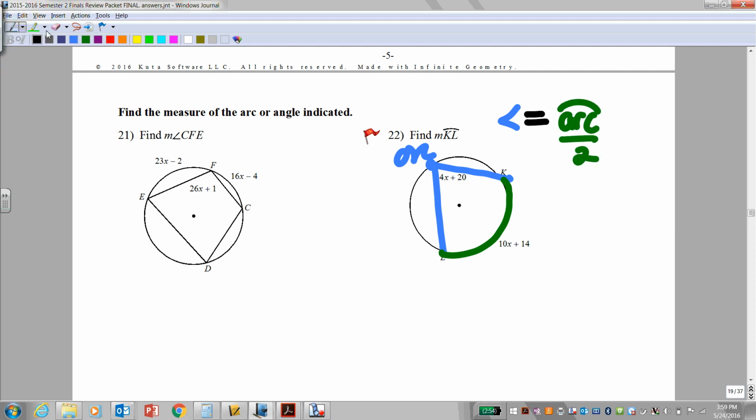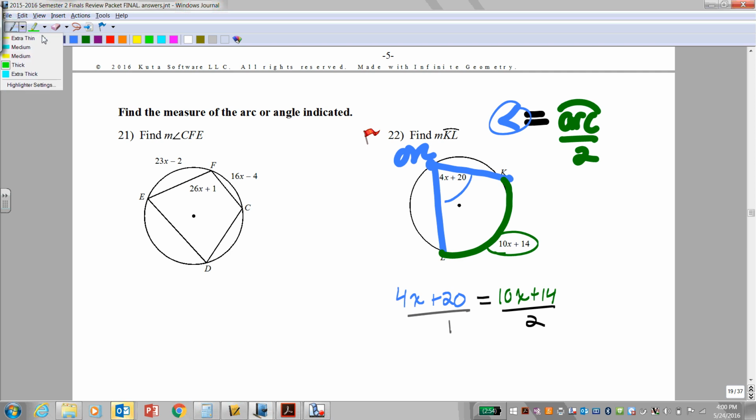Now we're going to circle, plug, chug very slowly. Angle, I'm going to write it down here. 4x plus 20 equals the arc, 10x plus 14, and it's over 2. Pop that over 1. Solve for x. Now don't get all happy when you solve for x. X is not your final answer. This is not algebra class. We want to ultimately find the arc KL, which is here. But in order to find KL, we obviously need that value of x. So x is an intermediate answer, not the final answer.